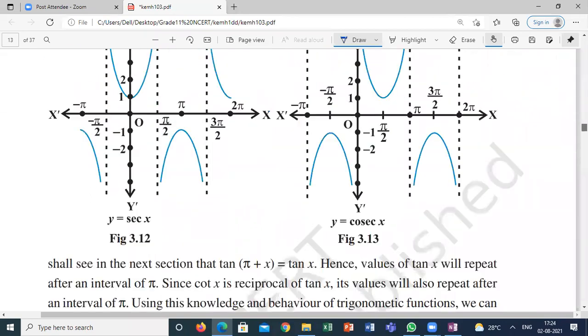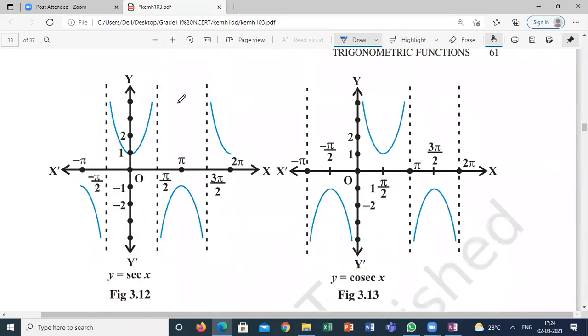When it comes to cosecant and secant, this is the cosecant and secant. So here the range is a little bit different. Our range is R minus (-1, +1). The range is all real numbers except -1 to +1. There is no value. If you see, there is no graph between -1 to +1 because they are reciprocals of the sine function and cos function.